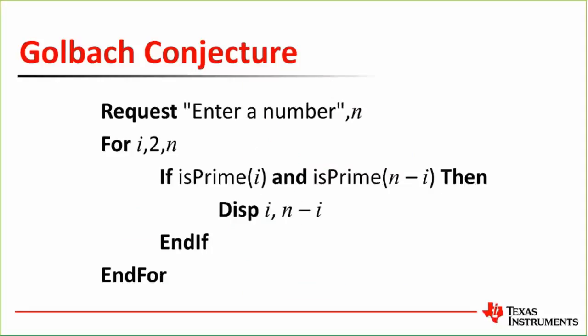So simply we would request a number. That means we'd input a number, and the program will start a loop, and I've started it at 2, because there was no point starting at 1, because 1's not prime. And you can see from the code, it just says, if the current number is prime, and n minus the current number is prime, then display the 2 results. That's the end of the program.